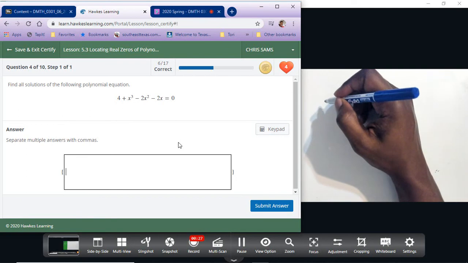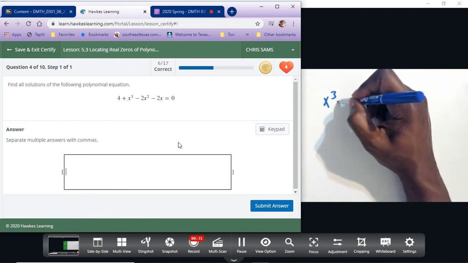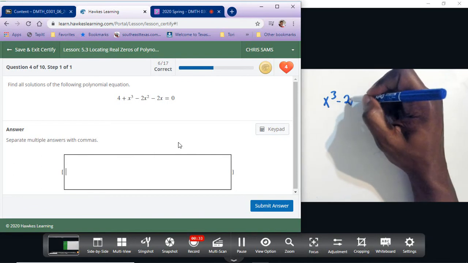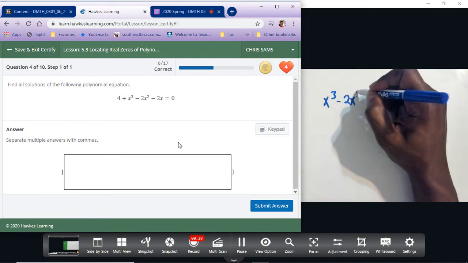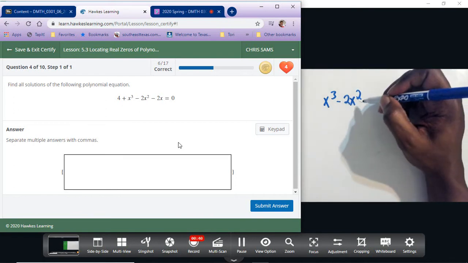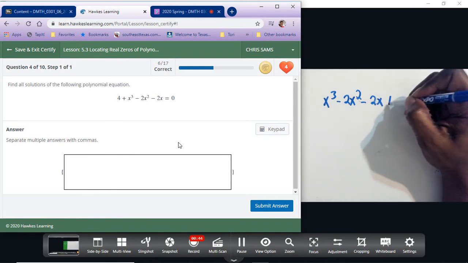So x to the third, I'm going to put out front, and then minus 2x squared, and then minus 2x, and then plus 4.